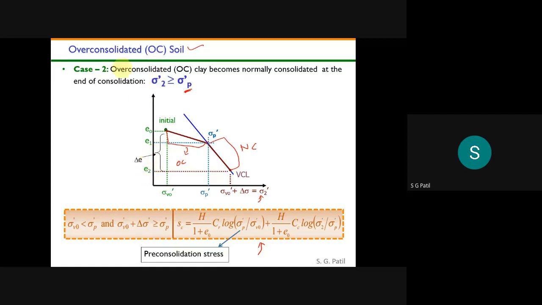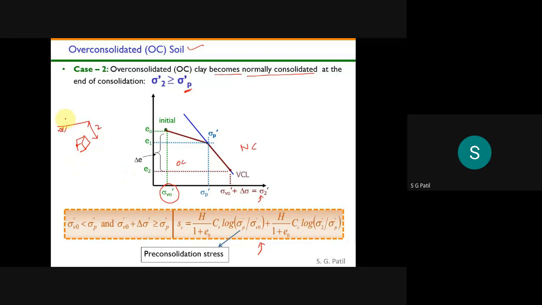If the over consolidated clay becomes normally consolidated clay at the end of the construction, then I should use this equation. What do you mean by this? Earlier, in the initial condition, suppose here my ground is there, and here I want to build a structure. Suppose this is some depth Z. What is the stress condition here? The in situ stress condition, that is my sigma V naught.